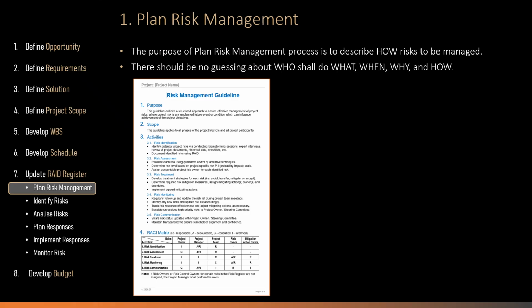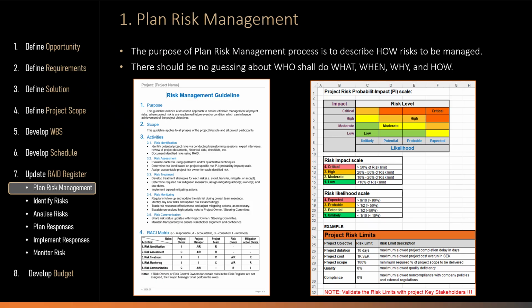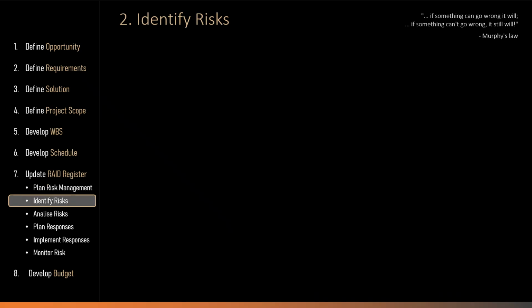In addition to the guideline, project risk appetite, risk scales, and risk limits have to be agreed with the project owner. All projects are different, so the project risk appetite, risk scales, and risk limits have to be validated by the project owner before they can be used to analyze identified risks and plan adequate risk responses. In the risk register template, there is a separate worksheet where the project risk appetite, risk scales, and risk limits shall be documented. The second risk management process is to identify risks.